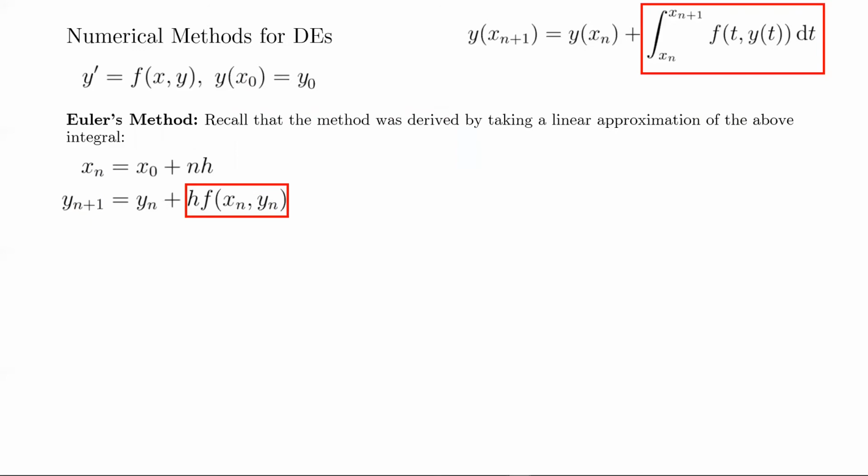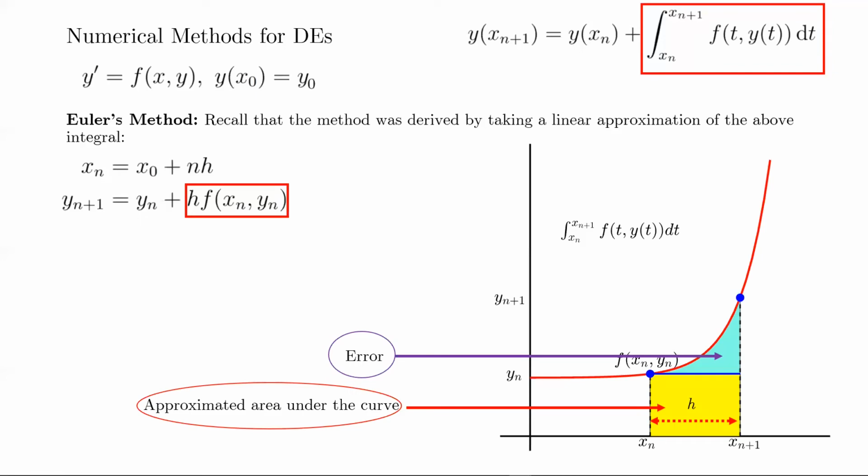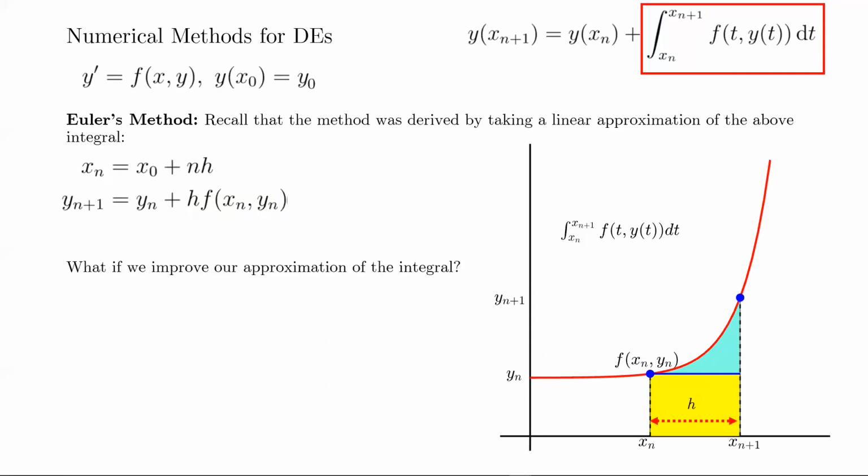But in fact, we can do better than Euler's method. Okay. So Euler's method was derived from taking a linear approximation to this integral above. So we took a linear approximation to this integral, the integral of the function f between xn and xn plus 1, and we got this linear approximation here. But we can do better than that, right? So this is what we did previously with Euler's method, but we can improve our approximation of this integral.